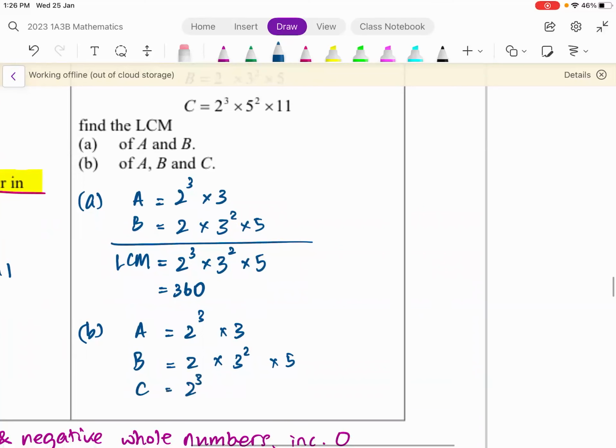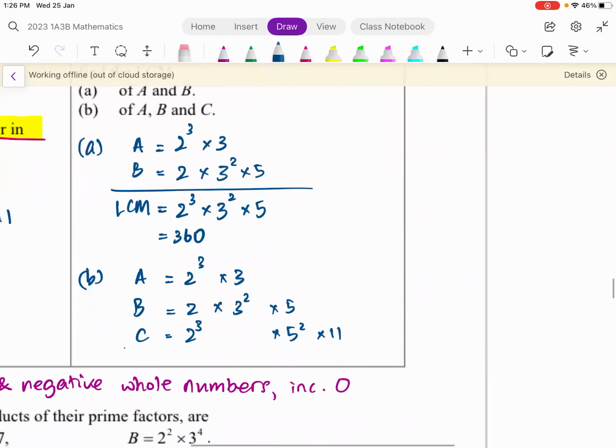2 power 3 times 5 squared times 11. You notice I arrange them accordingly? That is what I want to see. Is it very difficult to leave a space over there? Follow my recommendation. Is it wrong if you don't leave a space? No, it's not wrong. It's just making things difficult for yourself.